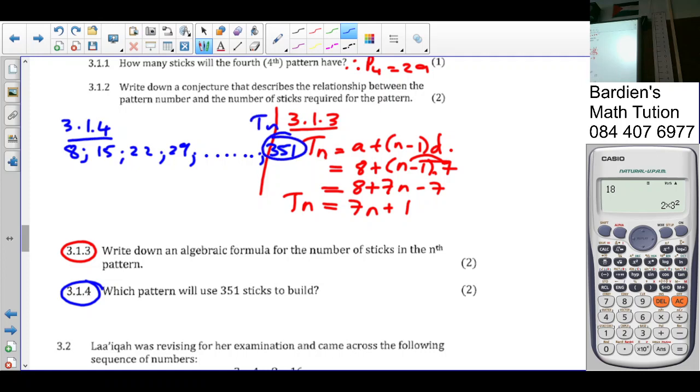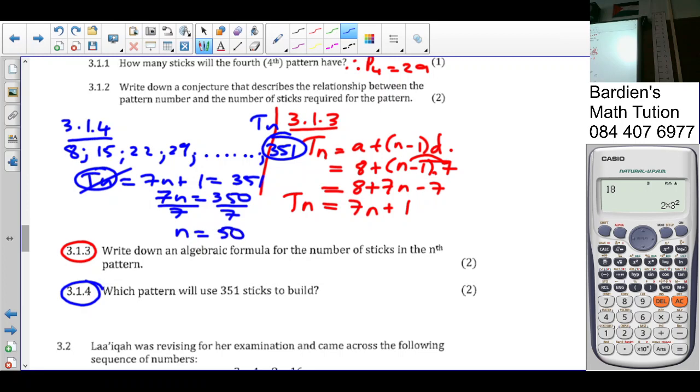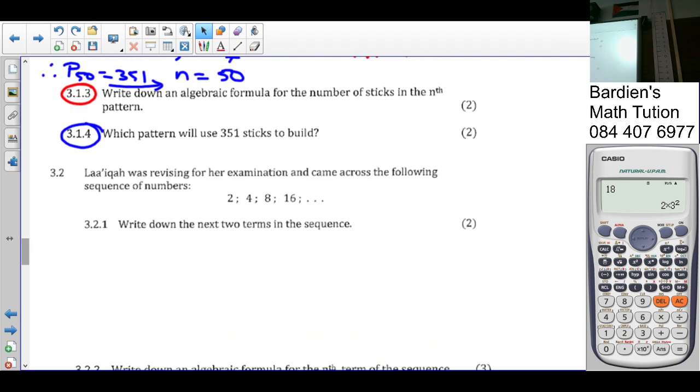Not so? You all okay with that? So we then say, if Tn is equal to 7n plus 1, but Tn is 351, I can drop this. So 7n is equal to 351 minus 1, which is 350. So I divide by 7 both sides. So n is equal to 50. So therefore, it's the 50th pattern. Pattern 50 will be equal to 351. Any confusion? You all okay with this? Okay. You guys get it right? Yes. Okay.